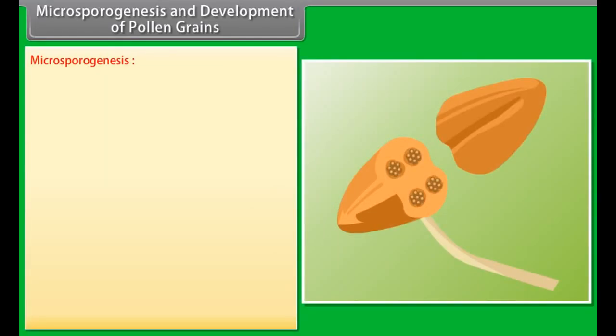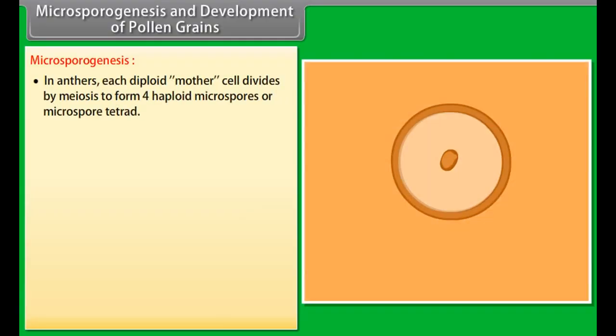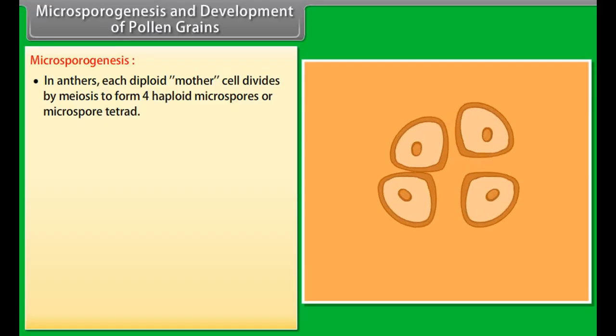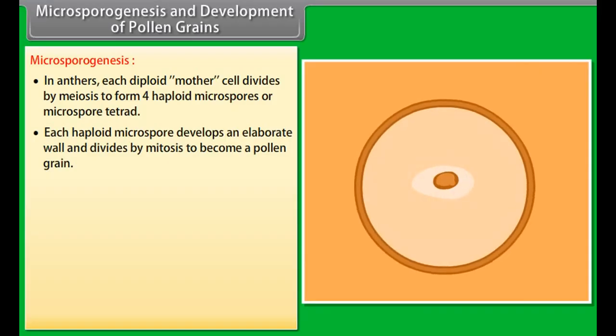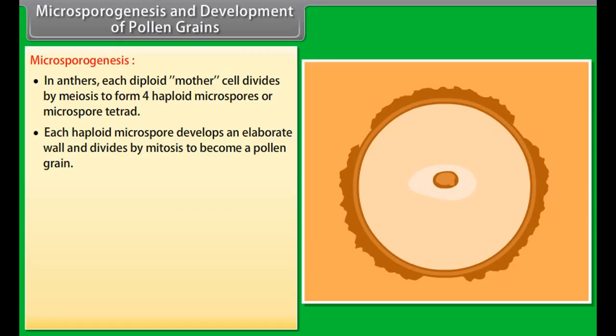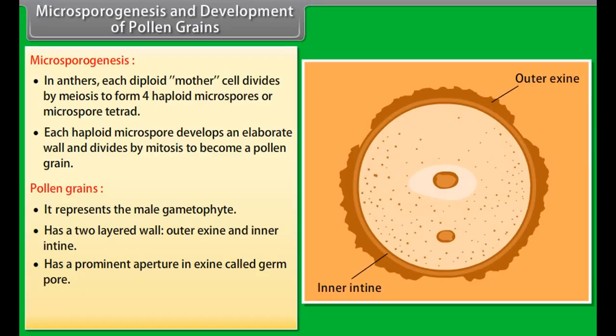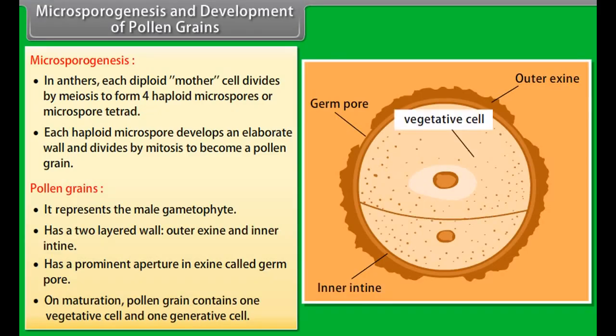Microsporogenesis and development of pollen grains. In anthers, each diploid mother cell divides by meiosis to form four haploid microspores, or microspore tetrad. Each haploid microspore develops an elaborate wall and divides by mitosis to become a pollen grain. Pollen grains represent the male gametophyte. They have a two-layered wall, outer exine and inner intine, and a prominent aperture in the exine called germ pore. On maturation, a pollen grain contains one vegetative cell and one generative cell.